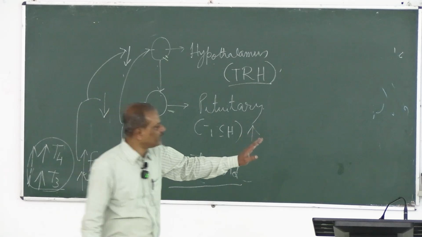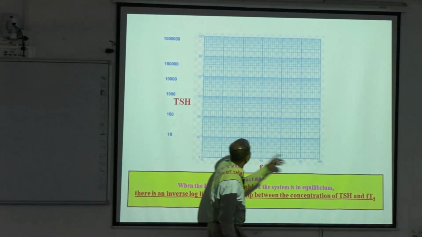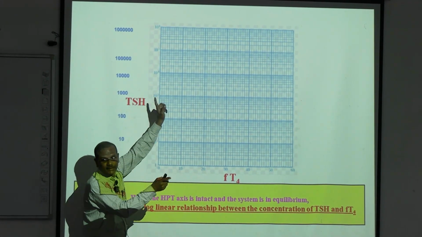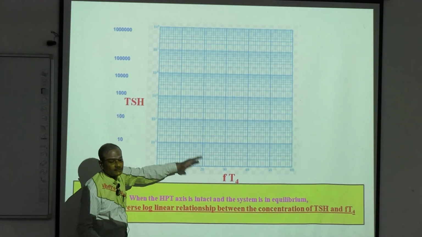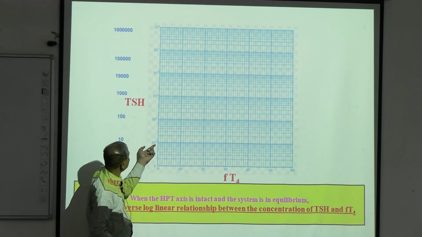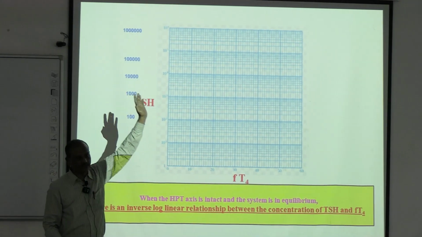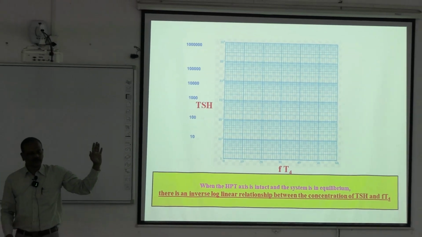What is inverse log linear? If you take a graph paper, you have seen 0, 10, 20, 30, 40, 60, you will get 10, 20, 40, that is linear graph paper. Here, instead of the linear sequence, it is in the logarithmic sequence, that is 10 to the power 1, 10 to the power 2, 10 to the power 3, 10 to the power 4, just like that. So why is this?